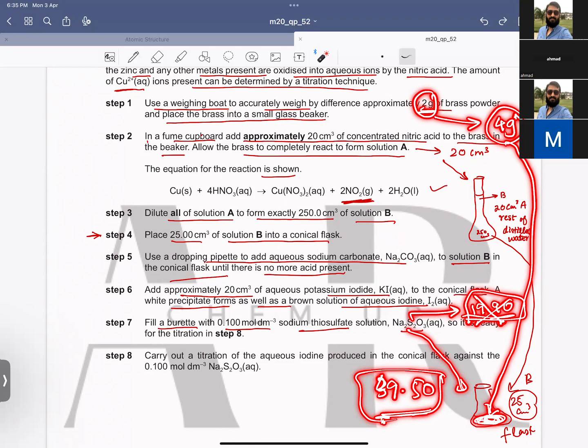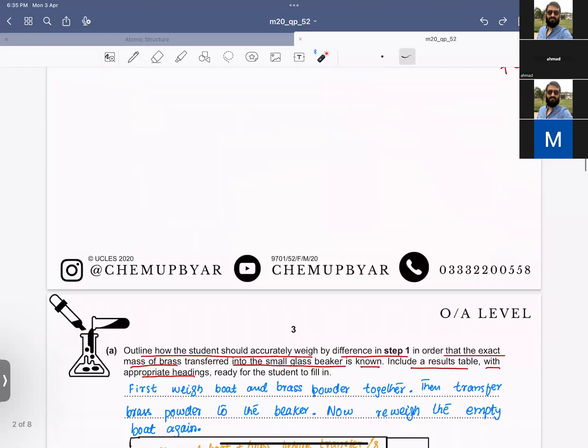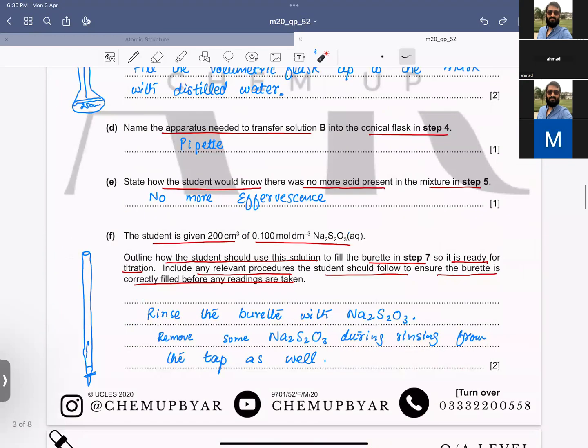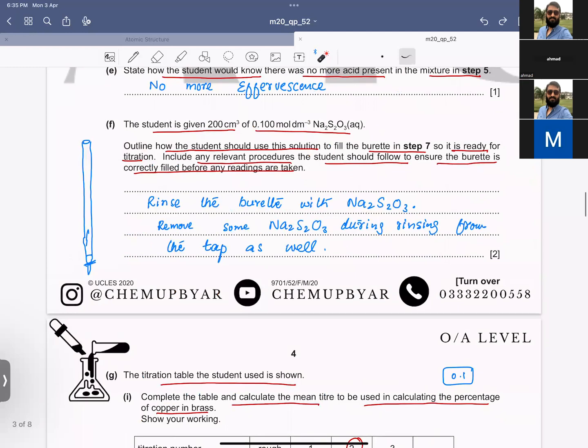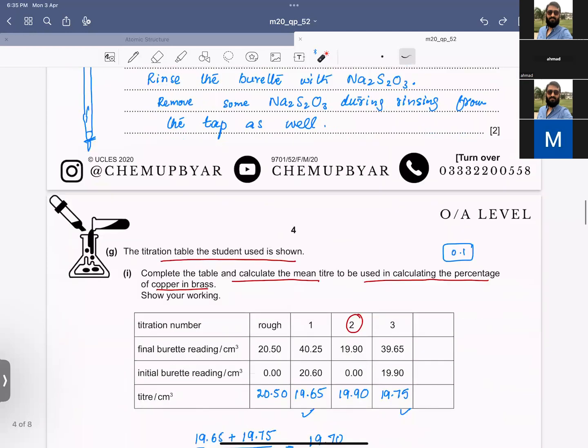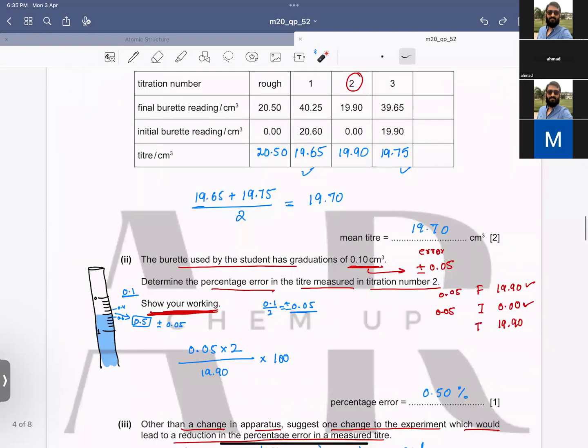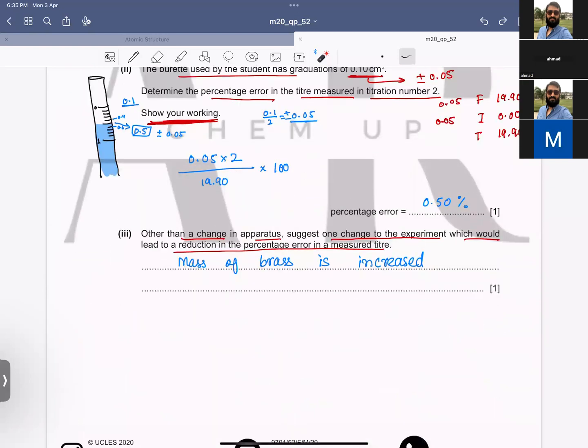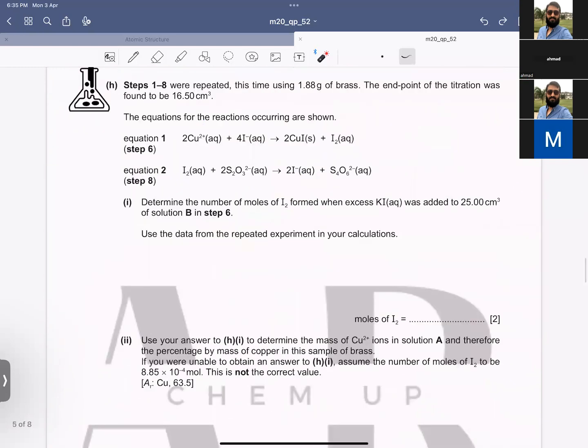Yes, did you understand? Yes, sir. So that's why we increase the mass of the brass, so that there is more content in the flask, and now we have to use more volume, which is consumed, so our error must decrease in this way.